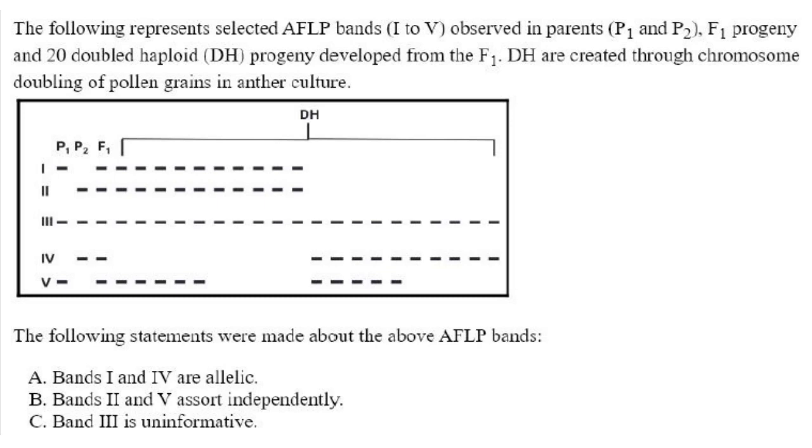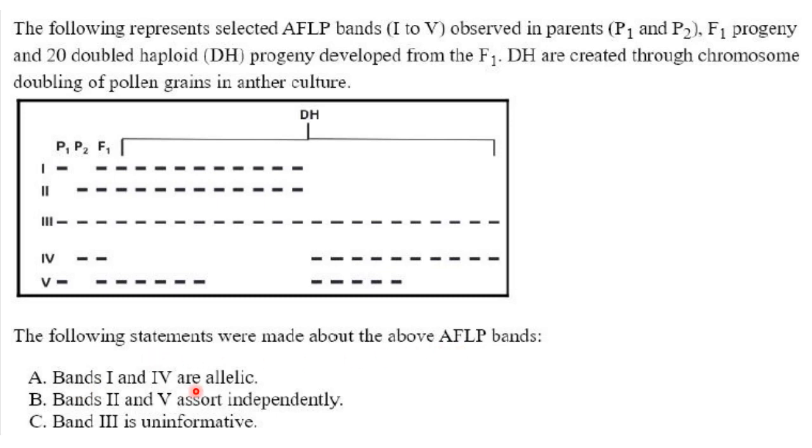The following represent selected AFLP bands, that is 1 to 5, observed in parents P1 and P2, F1 progeny and 20 double haploid progeny developed from the F1. Double haploids are created through chromosome doubling of pollen grains in anther culture. The following statements were made about the above AFLP bands.